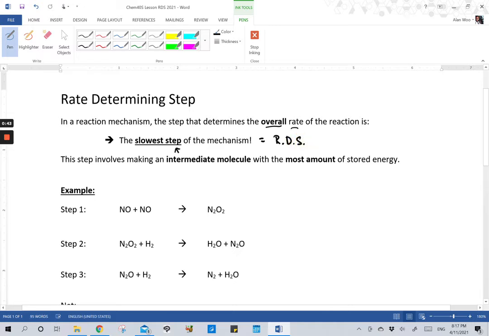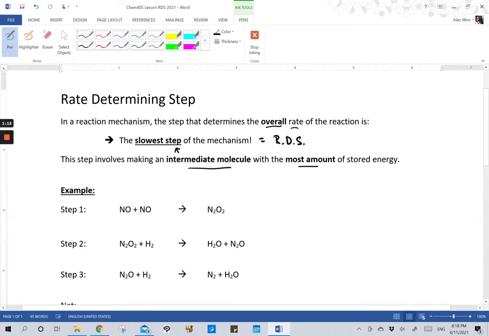The rate determining step is basically a step that involves making an intermediate molecule. So remember, it's one of those in-between or transition molecules, but it's the one that requires the most amount of energy to make. So if you have to add a lot of energy to make this intermediate molecule, it will naturally have the most amount of stored energy, and therefore because it requires so much energy, it requires a lot of time to make it.